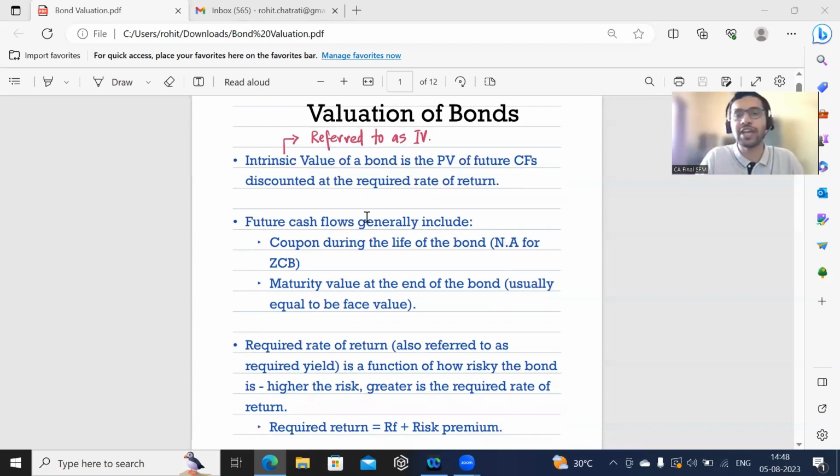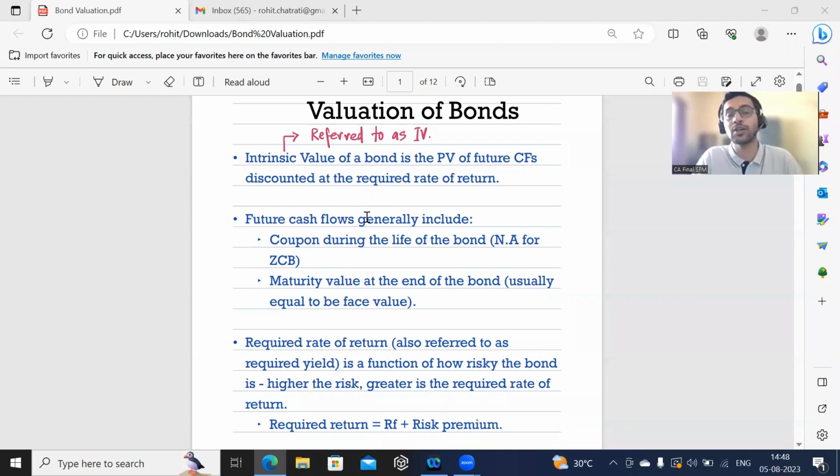At what rate are we actually going to discount these cash flows? This rate of return is called the required rate of return. If you remember, under capital budgeting in CA Inter, we used to use the required rate of return as the weighted average cost of capital. What we used to do over there was find whether a project is viable or not, and for that we used the weighted average cost of capital as the required rate of return.